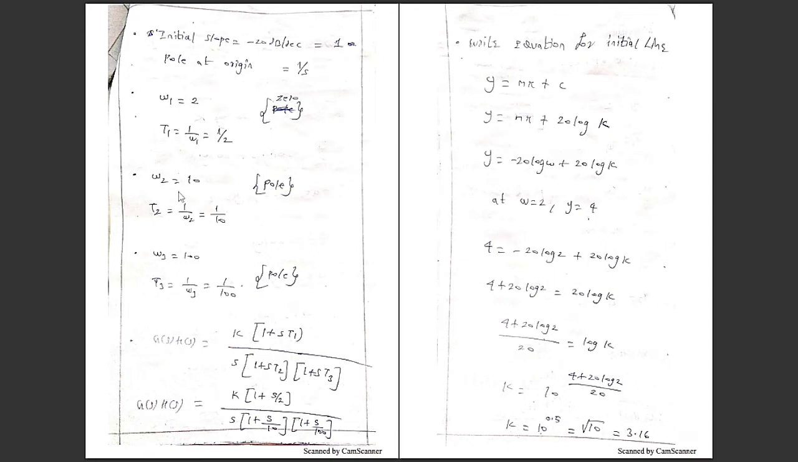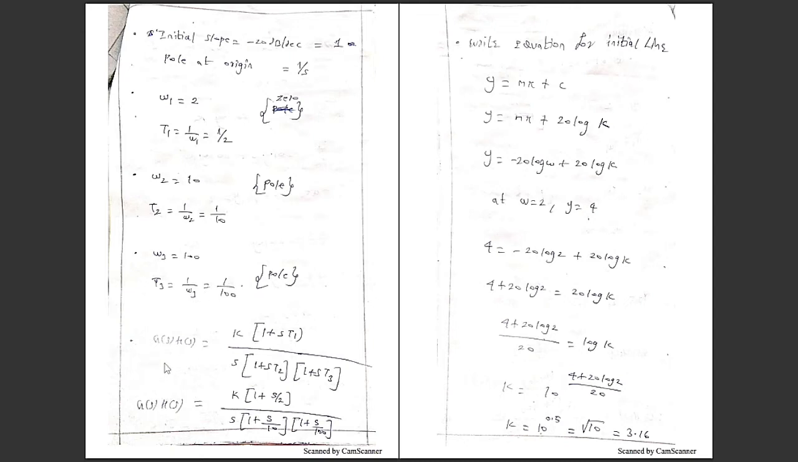Similarly at omega is equal to 10, we are adding minus 20. So therefore we are adding a pole. So here omega 2 is equal to 10. Then what is T2? T2 is 1 by omega 2, which is 1 by 10. Similarly at omega 3 is equal to 100, we are adding minus 20, and minus 20 is nothing but a pole. So omega 3 is equal to 100, and T3 is equal to 1 by omega 3, which is 1 by 100.